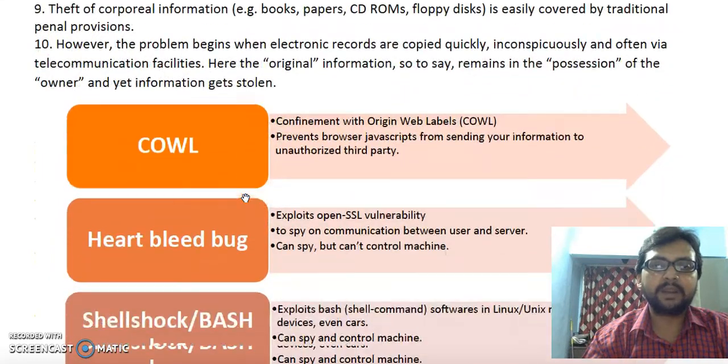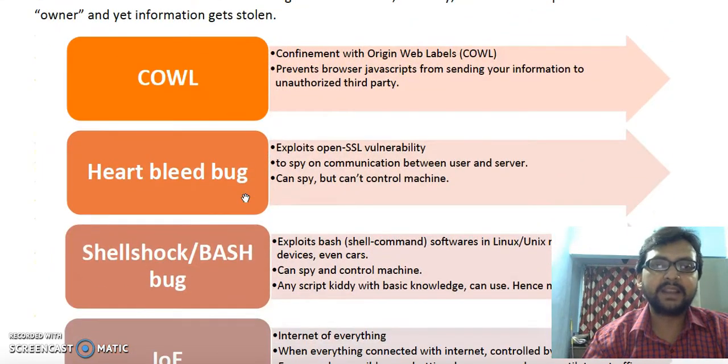We'll just look at some examples, like COWL, which stands for Confinement with Origin Web Labels. What is this? It prevents the browser's JavaScript from sending your information to an unauthorized third party. So basically we can use such things to protect ourselves against cybercrime. We can use this type of example in many questions. Remember, in Unit 5, in many questions we can quote some example.